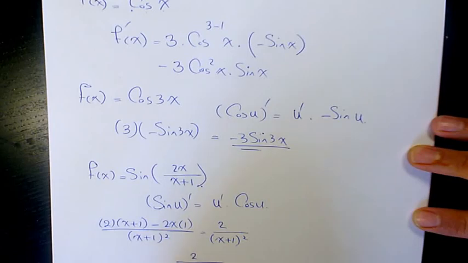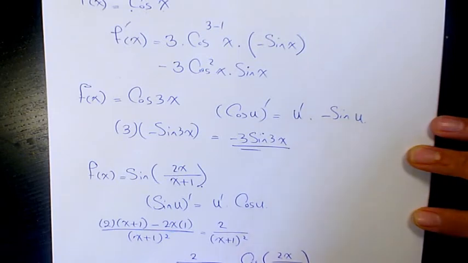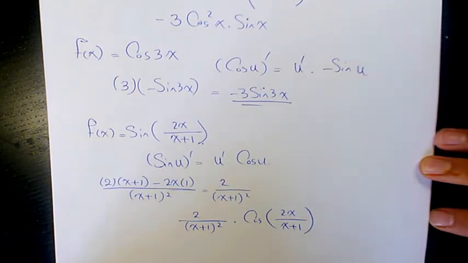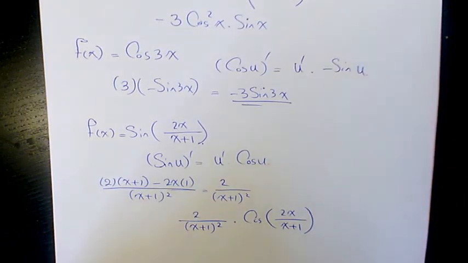So the answer is 2 over x plus 1 to the power of 2 times cosine of 2x over x plus 1. That's the derivative of this function. This is the final answer.